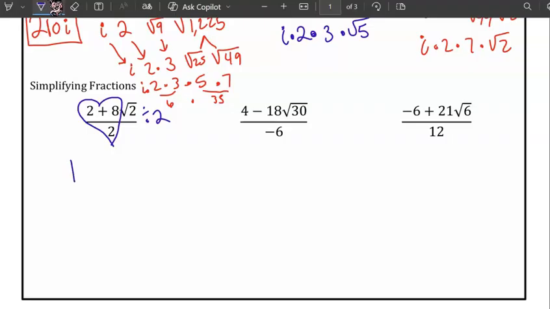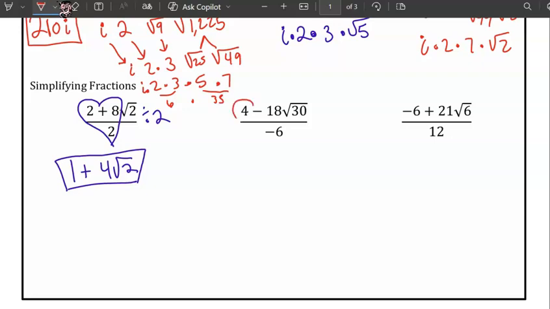Then we get 1 plus 4 square root 2 over 1. You don't need to write the 1 since these numbers divided by 1 would still be those numbers. This would be your simplified fraction. 1 plus 4 square root 2.